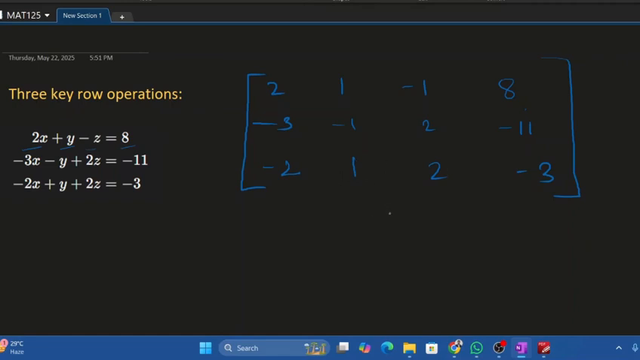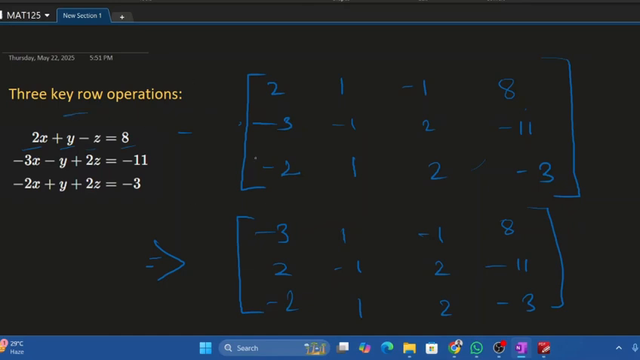So what we can do is swap any rows. If we just swap both of these rows like this, minus 3, 1, minus 1, 8, and then 2, minus 1, 2, minus 11, and then minus 2, 1, 2, minus 3, both of these systems will be equivalent. Why? Because we saw earlier that one row is an equation, and this row is an equation. If we swap them and write them like this, nothing changes, right? We can do this row operation.